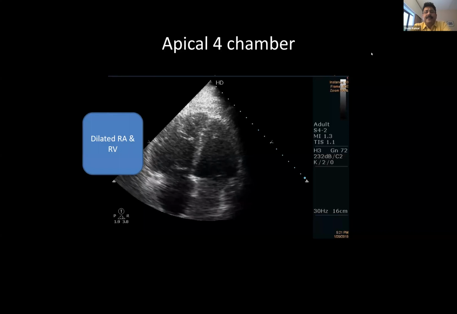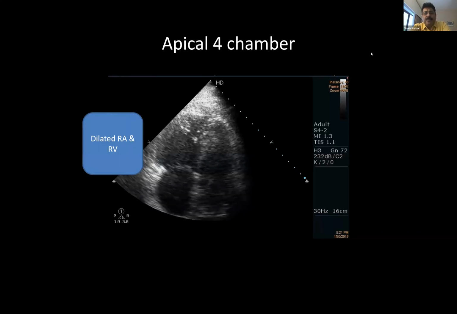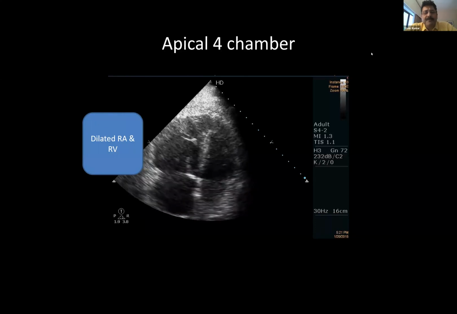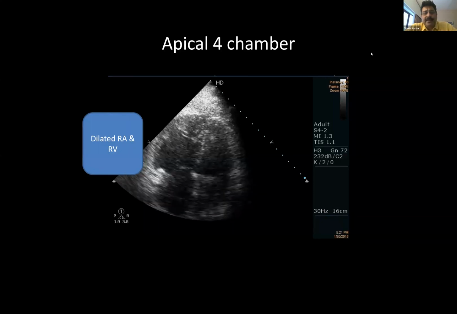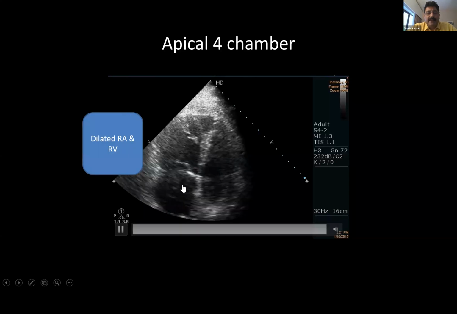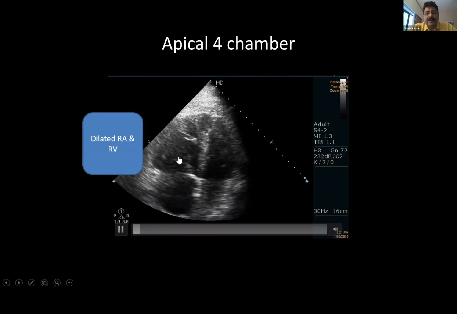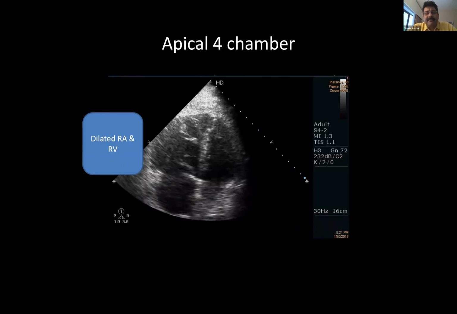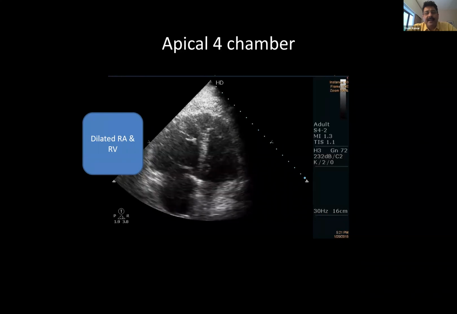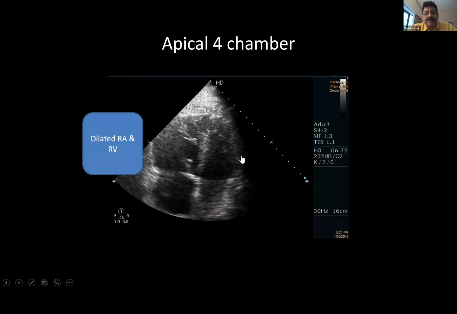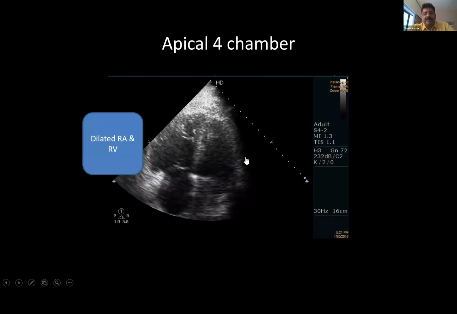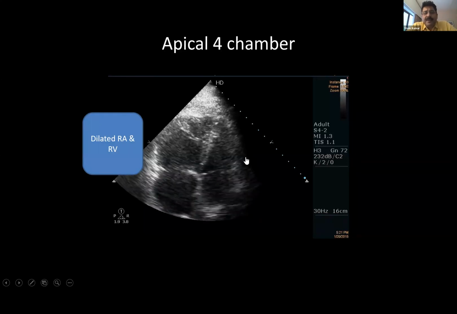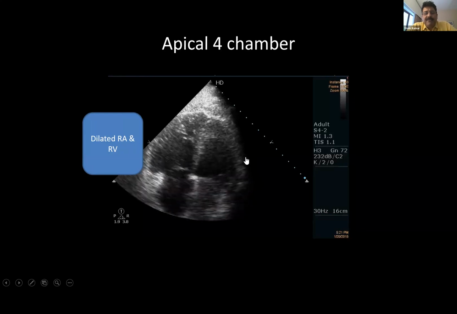This is a standard apical four-chamber view in a patient who has come with cardiorespiratory compromise. And prima facie, if you look at this apical four-chamber view, there is no doubt that the right atrium and the right ventricle are dilated. The other thing we must see whenever we find that the RA and RV are dilated is that we look at the interventricular septum and try to see whether this septum is moving with the left ventricle or not. To keep it very simple, you can find that the septum is not moving as fast as the free wall of the left ventricle.